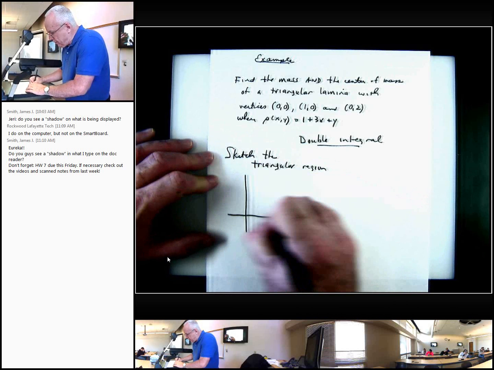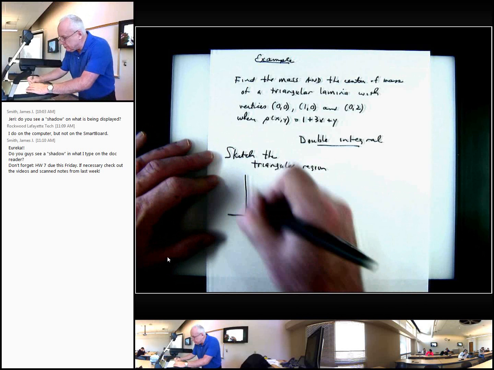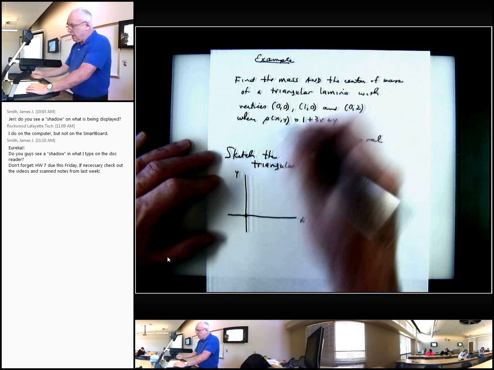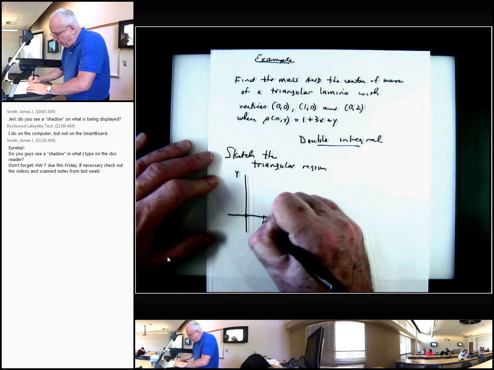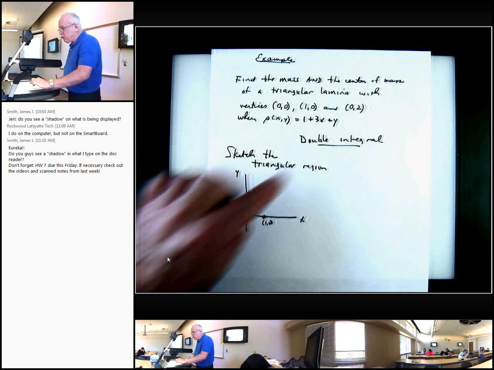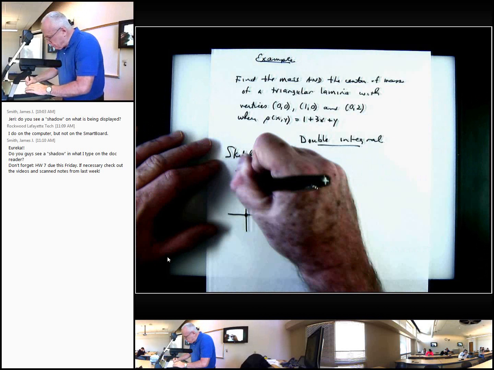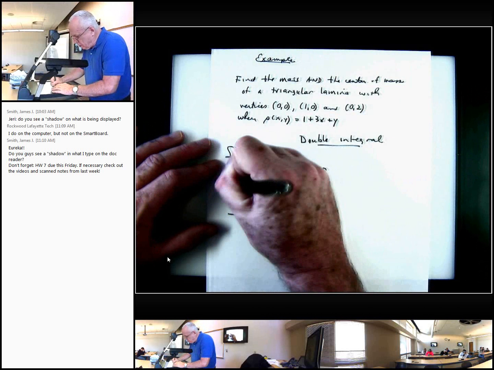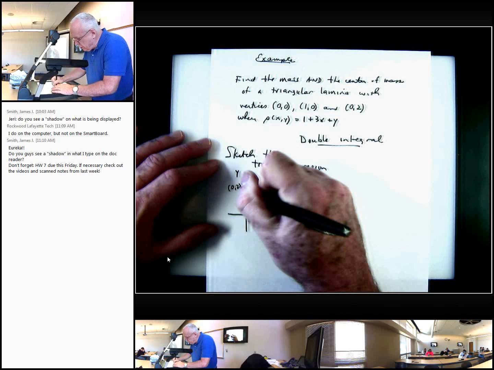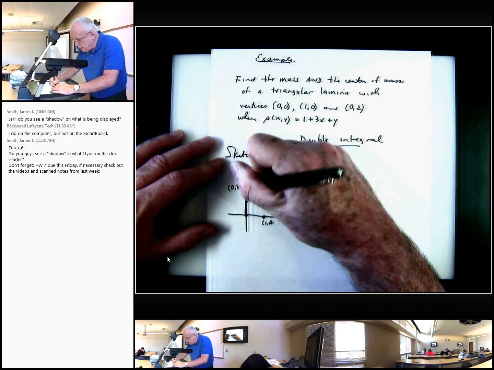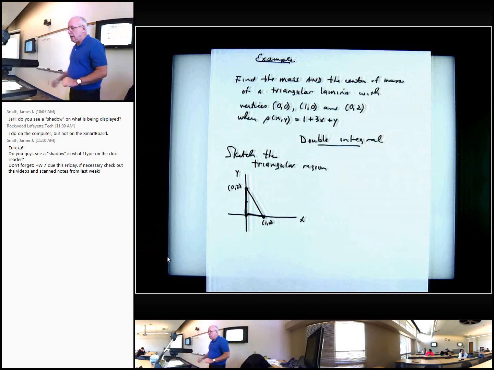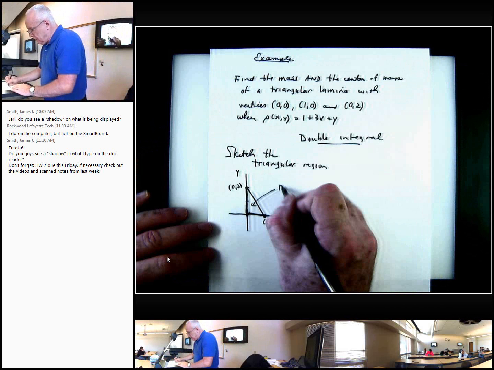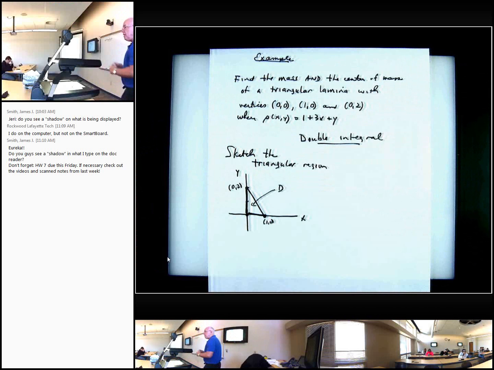Okay, we're given the three vertices. One is (0, 0). The other one is (1, 0). And the third one is (0, 2). So here are the three sides of the triangle right here. This is our region, capital D. So we have this triangular sheet.